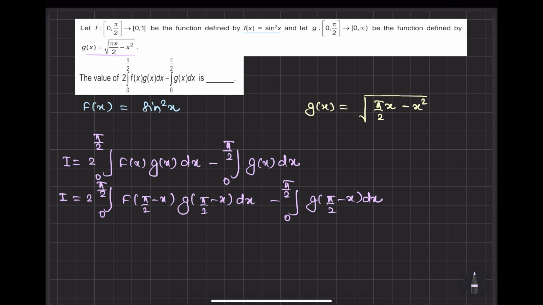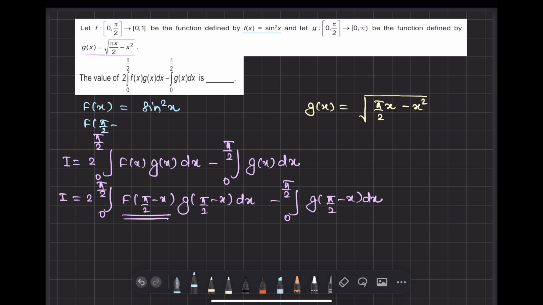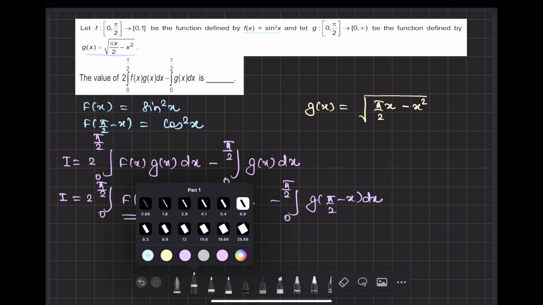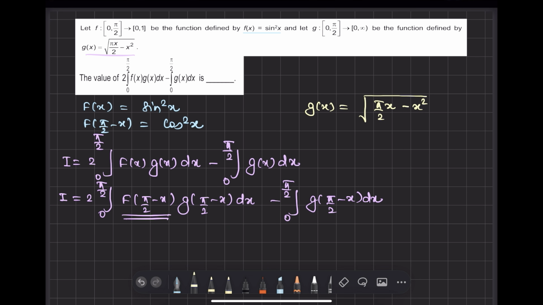Now you have to be a little bit curious. First we will try to find out what f of pi by 2 minus x is. You know that sine of 90 minus x is cos x. So we will be left with cos square x. Then we have to calculate g of pi by 2 minus x. So you have to replace x with pi by 2 minus x.